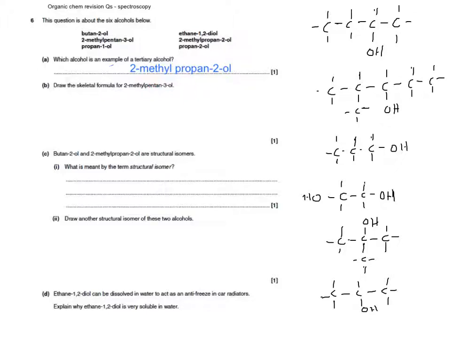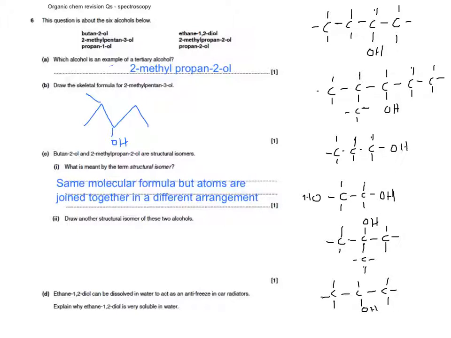The skeletal formula of this structure, which is this one over here, is as follows. The 5 carbon atoms in the straight chain are here. The side branch is here on the number 2 and the OH group is on number 3. The structural isomers of these two compounds are here, 4 carbon atoms, and here. So this will be our answer.